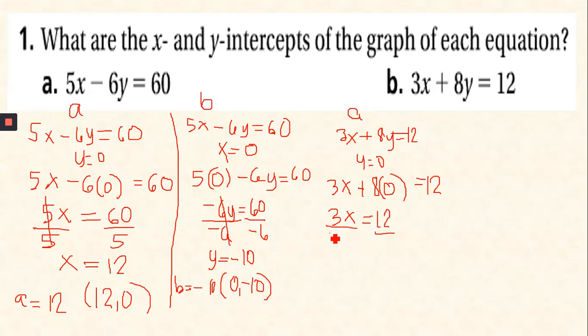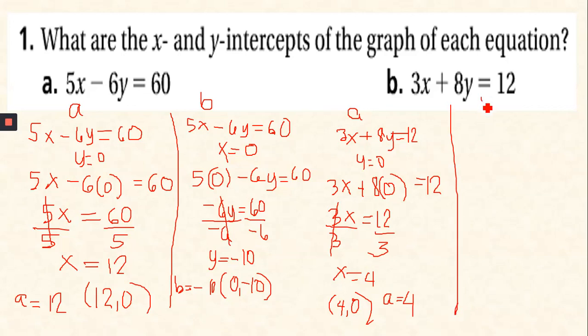Dividing both sides by 3. So 3 divided by 3, that is 1. So you now have x is equal to 12 divided by 3, that is 4. Again, we're talking about your x-intercept. You have the coordinates 4, 0. A is equal to 4. They mean the same thing. Okay? The next one, we're going to find for the y-intercept.